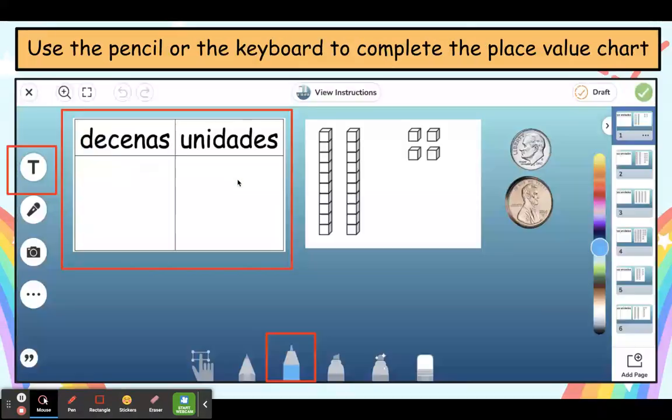You're going to click on math. And what you're going to do is you're going to look at the image and then you're going to fill in the place value chart with the pencil or with your keyboard.